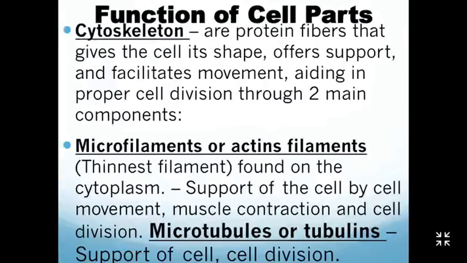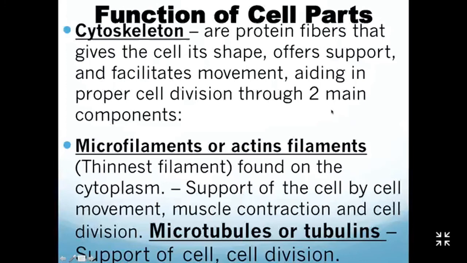Next one, we do have the cytoskeleton. These are protein fibers that give the cell its shape, offer support and facilitate movement, aiding in proper cell division through two main components. The cytoskeleton also serves as protection and helps as a frame, giving the cell its form. So it also serves as a support as well.